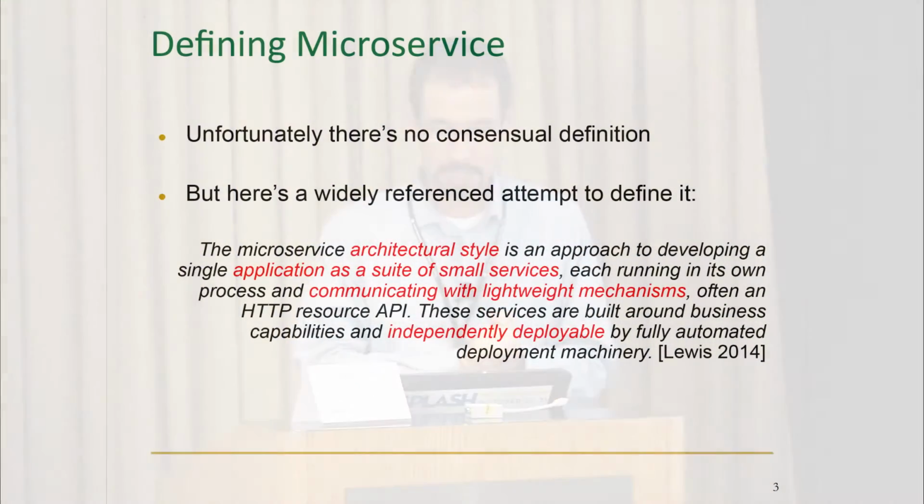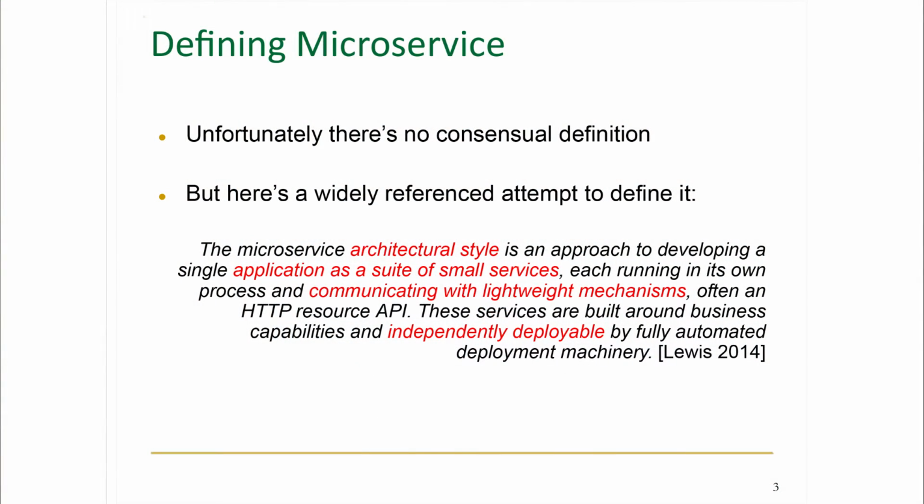Well, let's discuss. So here's one widely referenced attempt to define it by James Lewis and Martin Fowler. It says, the microservice architectural style is an approach to developing a single application as a suite of small services, each running on its own process, and communicating with lightweight mechanisms, often HTTP. And we can add messaging. These services are built around business capabilities and independently deployable by fully automated deployment machinery.